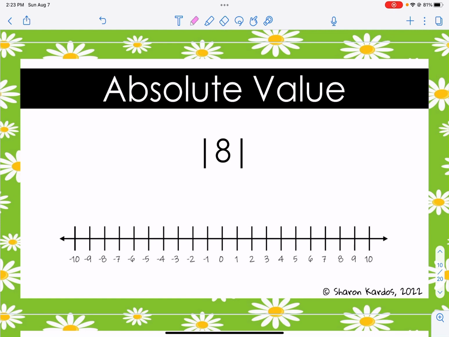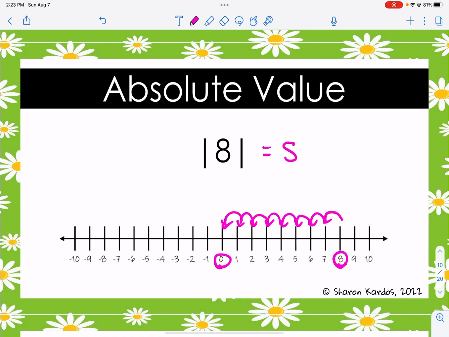Okay, so here's the number 8 on my number line, and I want to know how many hops does it take to get from 8 to 0. So 1, 2, 3, 4, 5, 6, 7, and 8. So the absolute value of 8 is 8. It would take me 8 hops to get to 0.